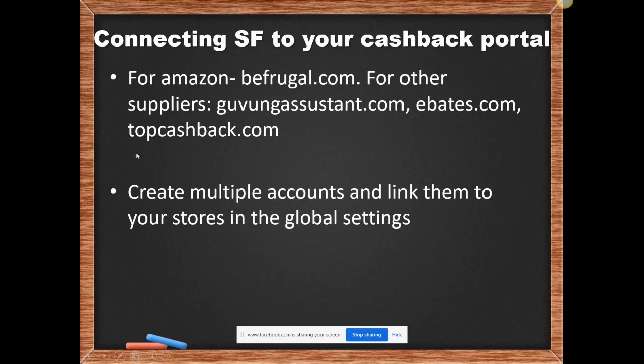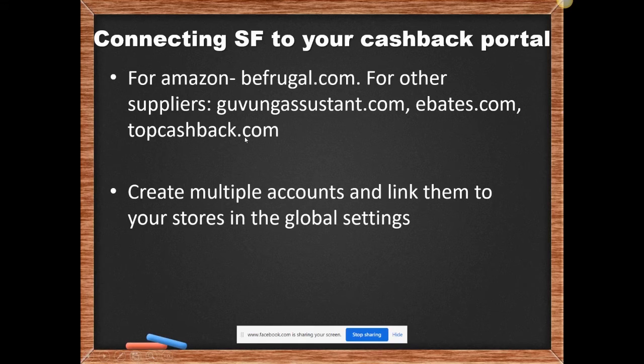So for Amazon, as I told you, use Be Frugal, okay? For other suppliers, because not every cashback portal supports every retailer, right? So Be Frugal for sure supports Amazon. But for other suppliers such as Walmart or Home Depot or AliExpress, you can use, and I'm so sorry, you guys, this is my typo, this is supposed to be Giving Assistant, Giving with an I. So givingassistant.com. You can use ebates.com and Top Cashback.